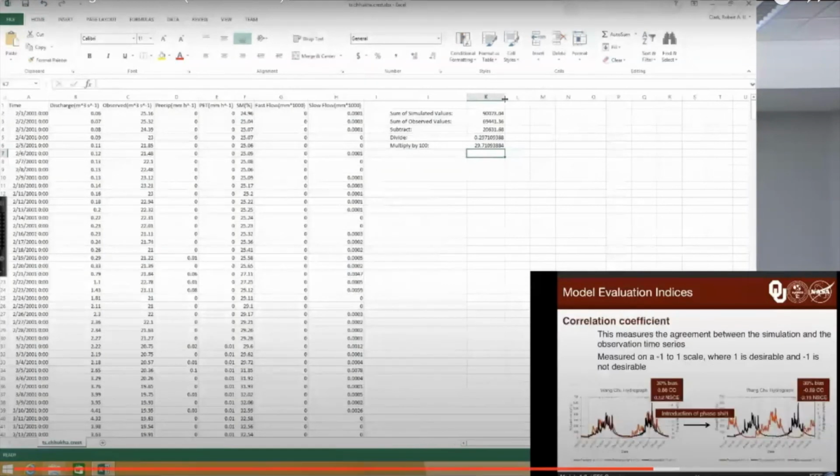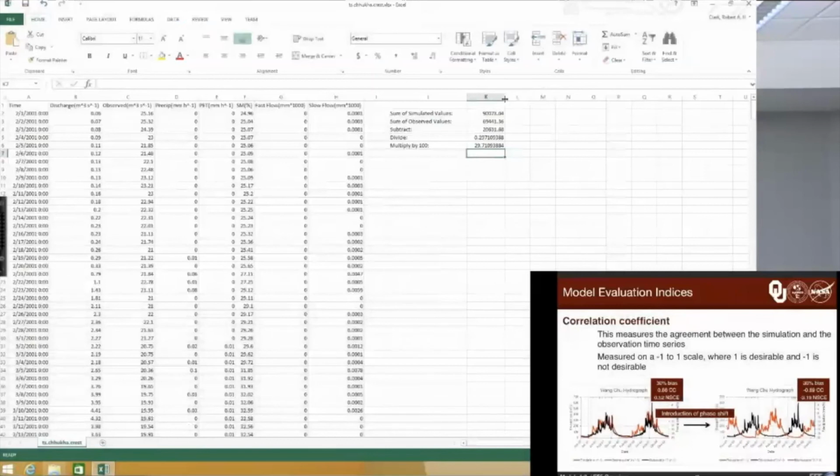Correlation coefficient is a little bit different. That measures the agreement between the simulation and the observation time series.